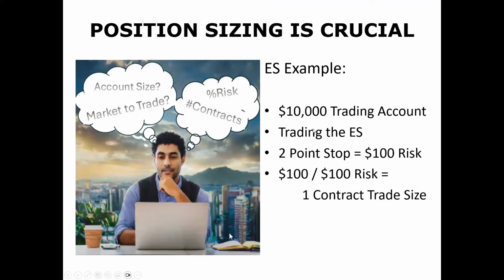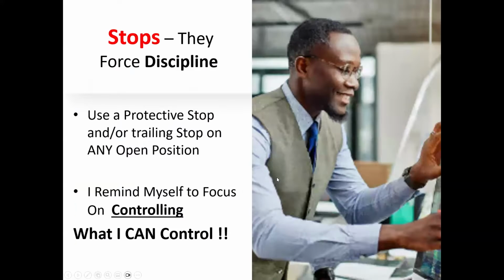All right, so here's an example. If you're trading a $10,000 account, if you're using a 2-point stop on the E-mini, that would be $100 risk per trade. So if you're taking a 1% risk, you'd be trading one contract with a $10,000 account. Again, kind of a conservative approach, but I think at the end of the day, you're going to find that being a little more conservative is going to be good in terms of protecting your capital.